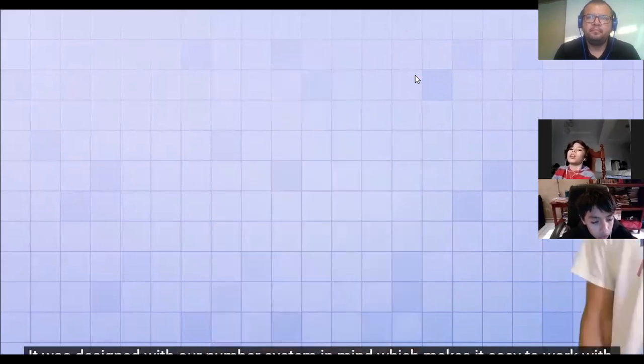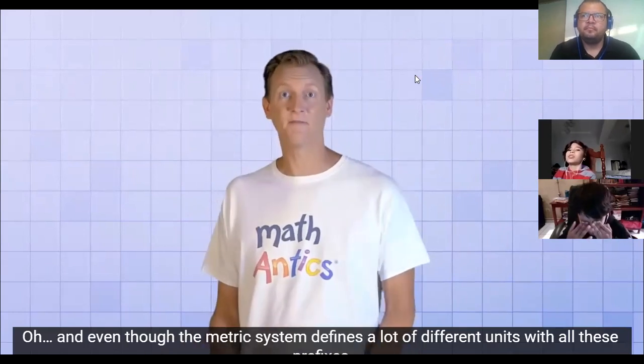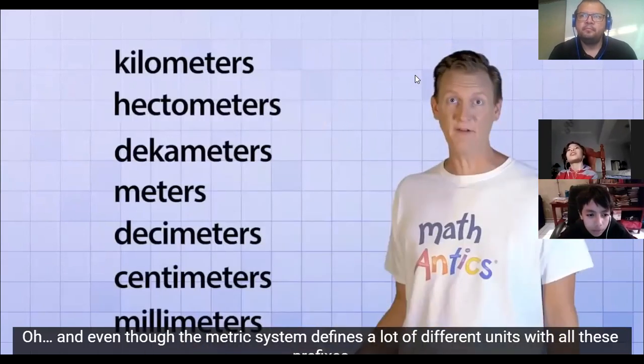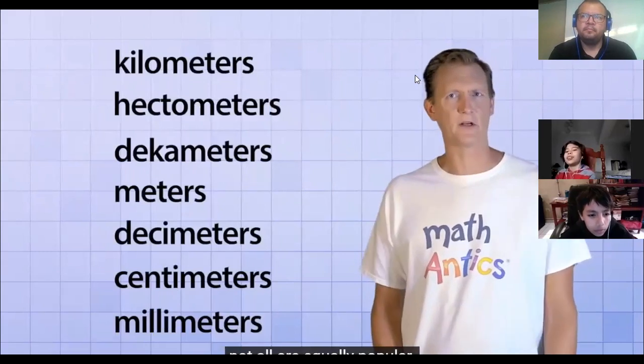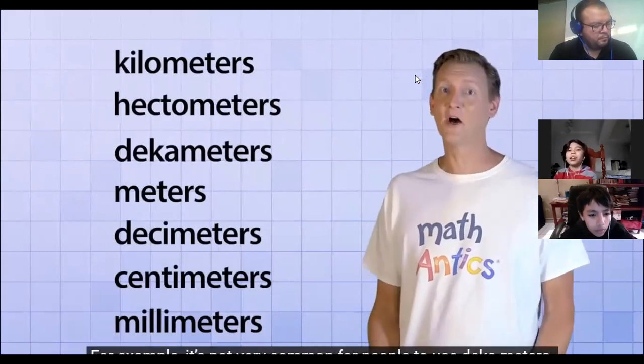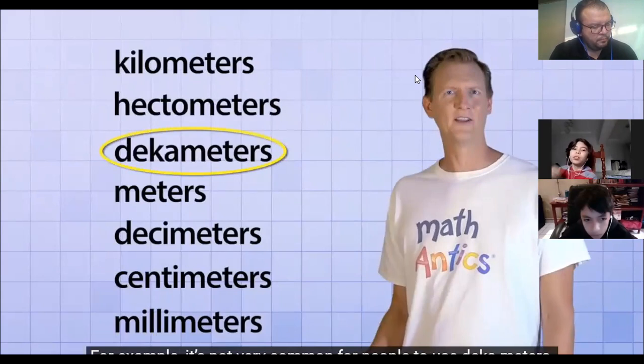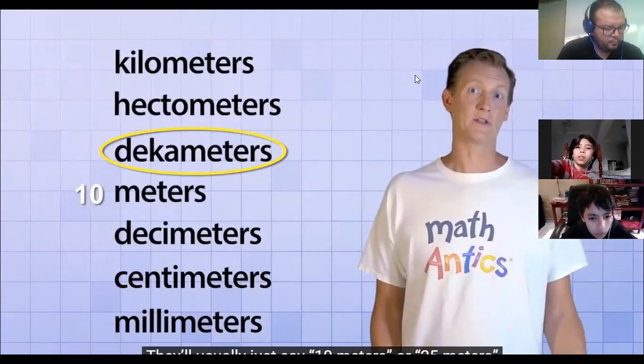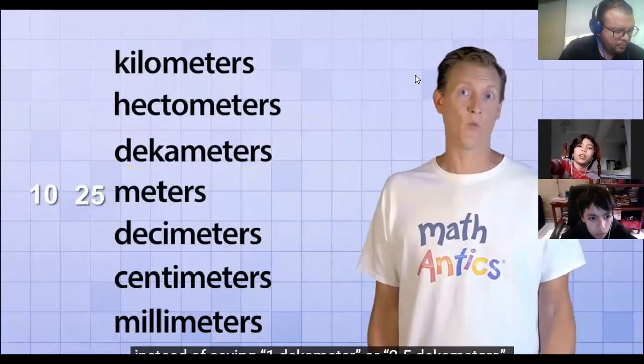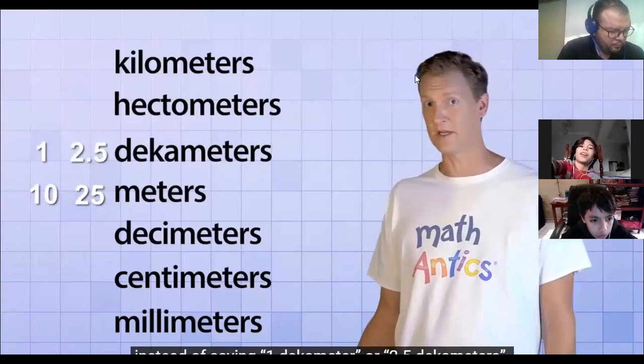So you can see why the metric system is so useful. It was designed with our number system in mind, which makes it easy to work with. Oh, and even though the metric system defines a lot of different units with all these prefixes, not all are equally popular. For example, it's not very common for people to use decameters. They'll usually just say 10 meters or 25 meters instead of saying 1 decameter or 2.5 decameters.